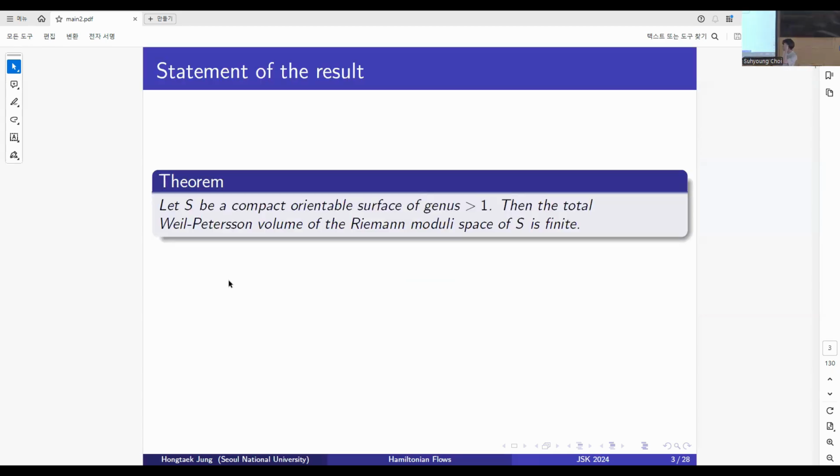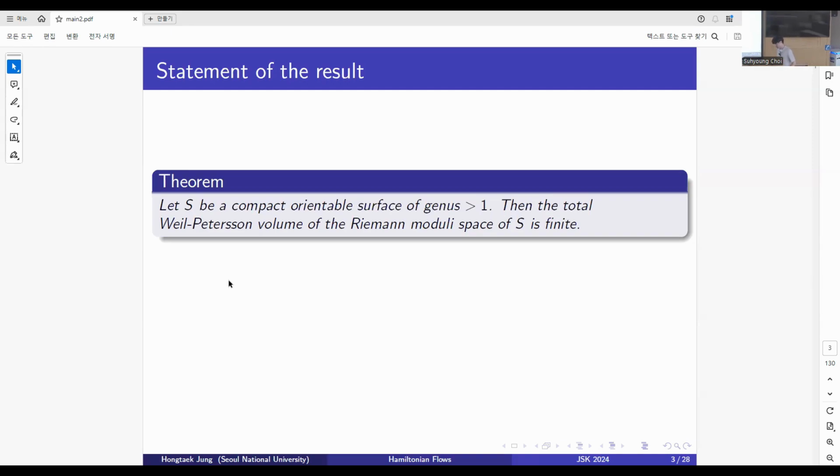But classically, let's say S is a compact orientable surface of genus at least 2, then the total Weil-Petersson volume of the Riemann moduli space of S is finite. This is the very classical result.